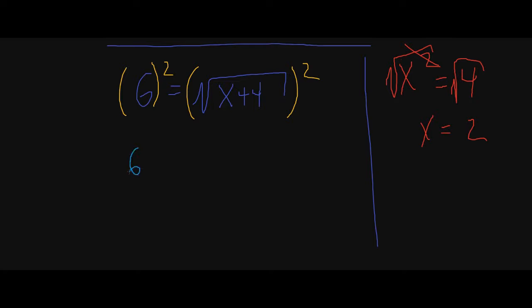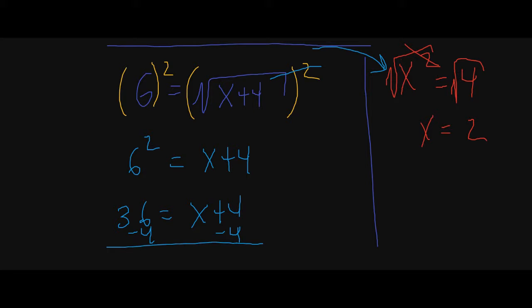All right, so we're going to get 6 squared is equal to, these are going to cancel just like it did over on this section, x plus 4. What's 6 squared? That's 36 is equal to x plus 4. We subtract 4 from both sides. And finally, we're going to get that x is equal to 32. And that is my answer. That's my solution. I'm done with this problem.